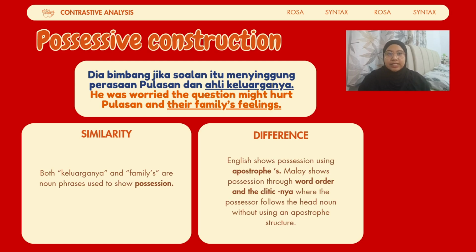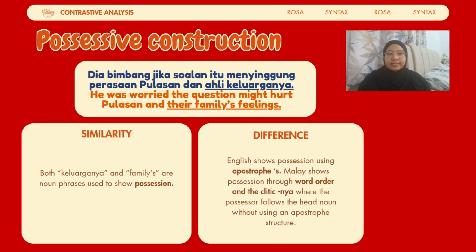In English, possession is shown using the apostrophe s, as seen in family's feelings. This structure places the possessor before the noun and directly marks possession using punctuation and grammatical structure. In contrast, Malay expresses possession through word order and the clitic nya, as shown in ahli keluarganya.